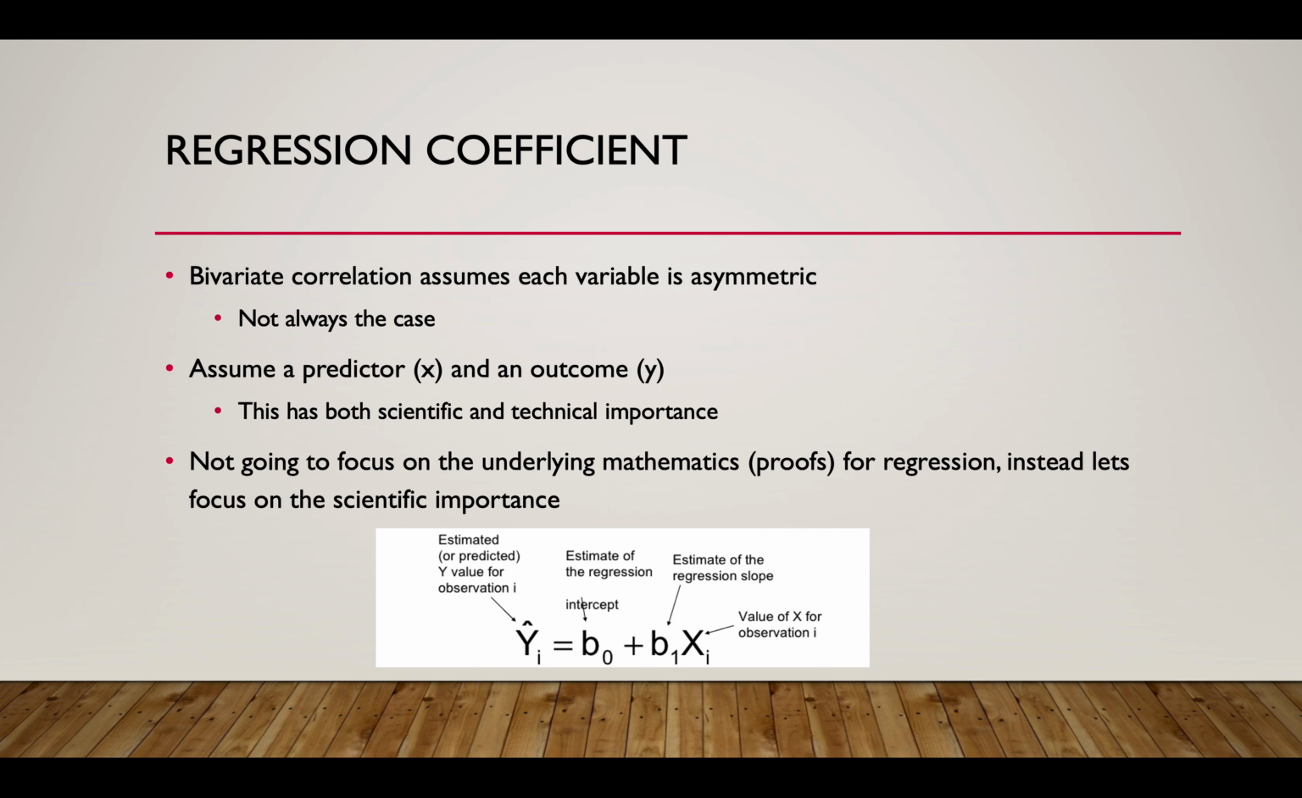Bivariate correlation assumes each variable is symmetric. That means that they are of equal importance in some fashion. That's not always the case though. In fact, most of the time in research, we're trying to understand the variance in Y, and we're trying to use things to predict the variance in Y so that we can understand it. This is the whole point behind inferential statistics and regression analysis.